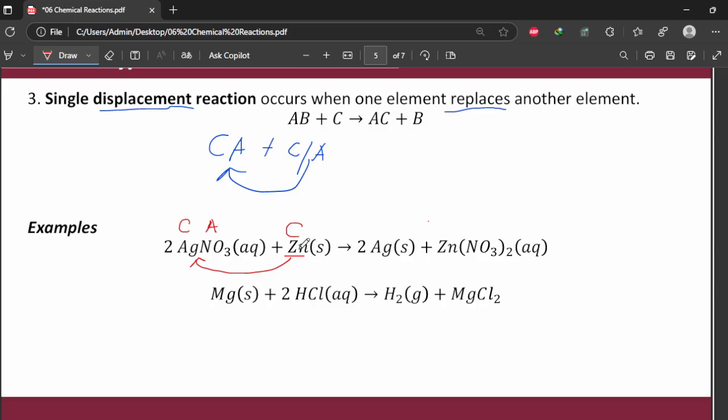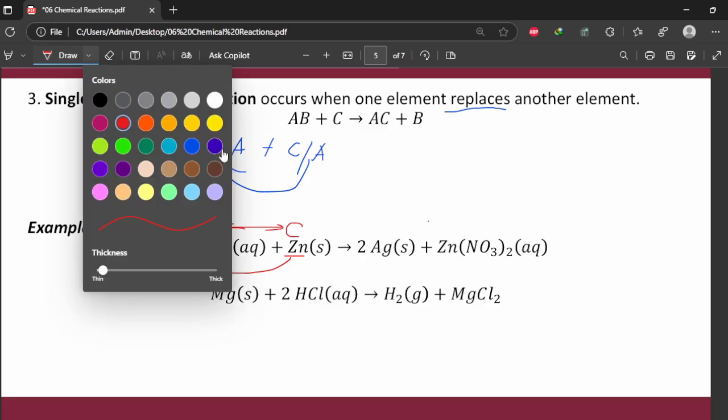So hence, zinc will combine with nitrate, no? So that will be this combination. So as you can see, yun yung nabuo dito. You have zinc and then nitrate. You have zinc nitrate, and then yung pinalitan natin, which is silver, solo na lang siya. So silver will be the one na masosolo and then zinc will combine. So that's the format of a single displacement, no? So bigay pa tayo ulit isang example.